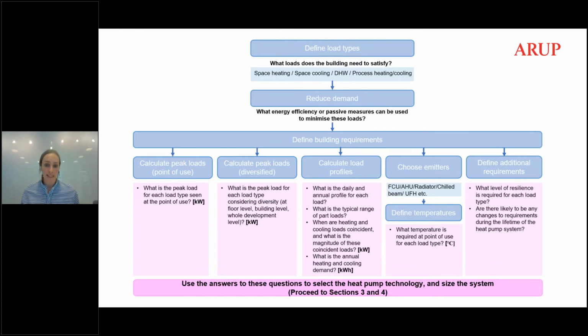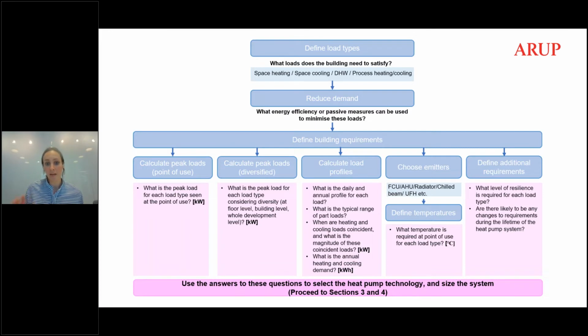So one of the early sections is, what are your load types? How can you reduce those loads following the heating and cooling hierarchy, and reduce demands as much as possible? And then once you have done that, what are those loads? And not just what are the peak loads, but also how do the loads vary annually? What is the daily profile? What is the coincident heating and cooling load? Are there any restrictions on how much resilience is required depending on your building type? Are there specific emitters that you need, and do they have specific distribution temperatures that are required? Or for a retrofit application, are you limited in your distribution temperatures by existing pipework?